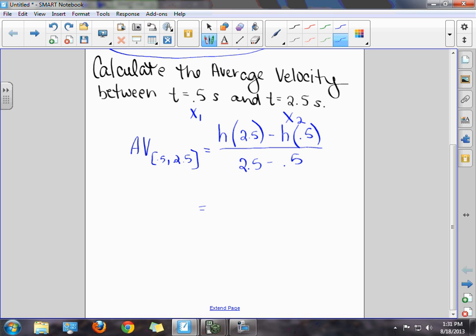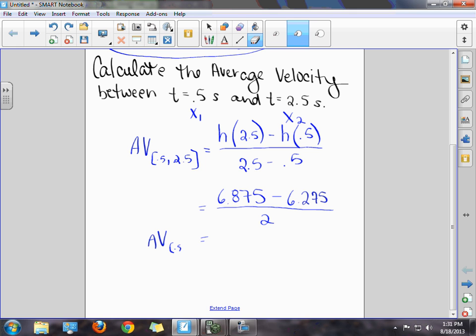So for h of 2.5, we get 6.875. And for h of 0.5, we get 6.275. And all over, that's going to be 2. So then we end up with an average rate of change between 0.5 and 2.5 of 0.3. Let's make sure we put the units on it. It told us it was in meters and seconds. So this is going to be 0.3 meters per second.